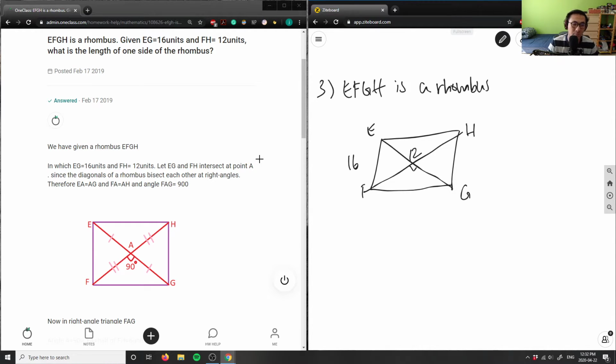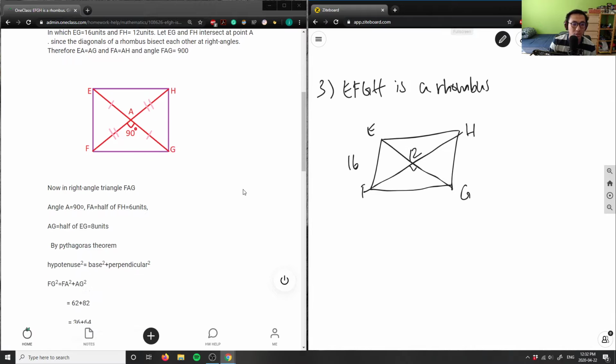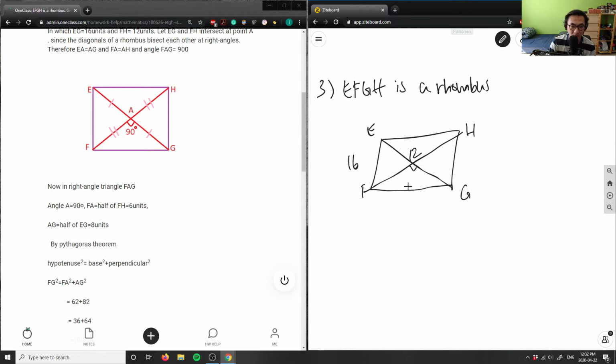So you have right angles here. And you can say this is a point A, or you can say it equals 12, right? So now you have a triangle here, and what they're asking is what is the length of one side of the rhombus, right? So if you have a triangle here, and you have the length of one side, you have an angle at A here that is 90 degrees.